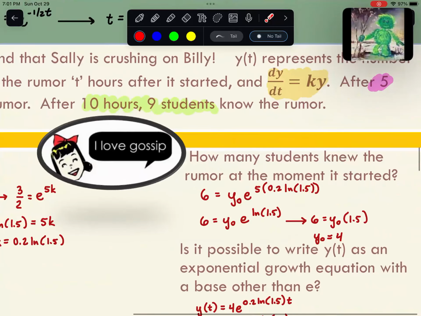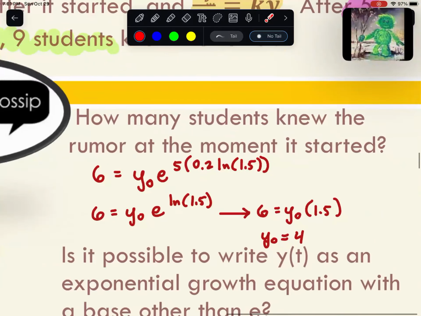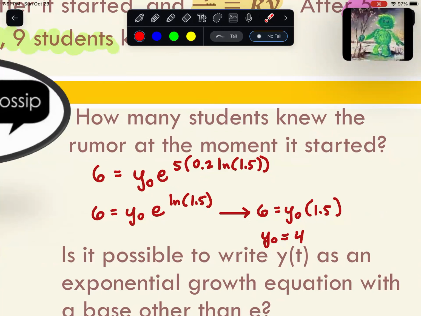Next question, we'll do this one. How many students knew the rumor at the moment it started? These must be the people that created the rumor. Okay. And really, it's asking us to find this initial amount. Well, now we know what the k constant is. We can, again, plug in either one of the given ordered pairs. Once we do that, it's just a matter of algebra to solve for the initial amount.